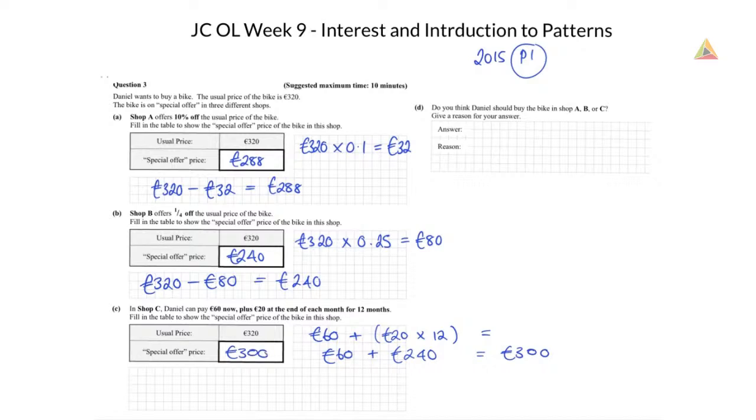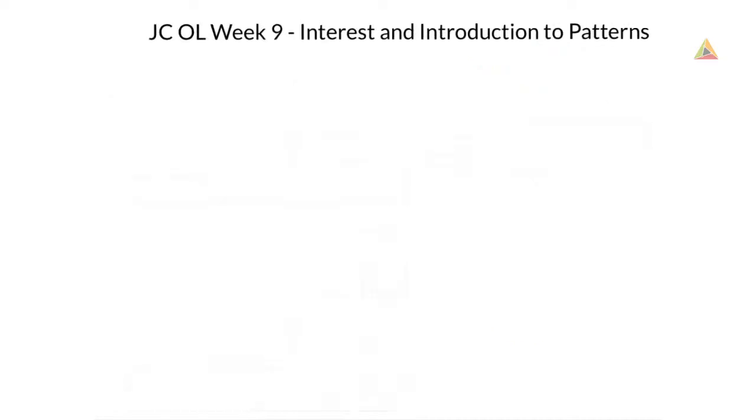Now for part D, it says, do you think Daniel should buy the bike in shop A, B or C? So we look to see which of the options is the cheapest. So offer A is 288, offer B is 240 and offer C is 300. So the cheapest there is offer B. So the reason is that it's the cheapest at €240. That's straightforward enough. Okay, so we're going on to the second section now, which is Introduction to Patterns.